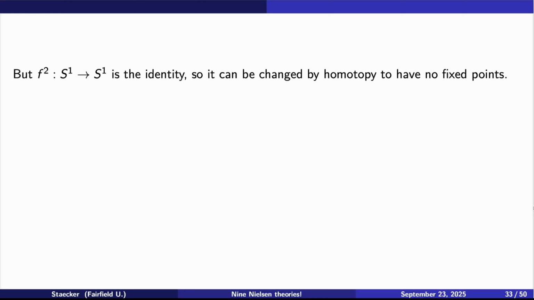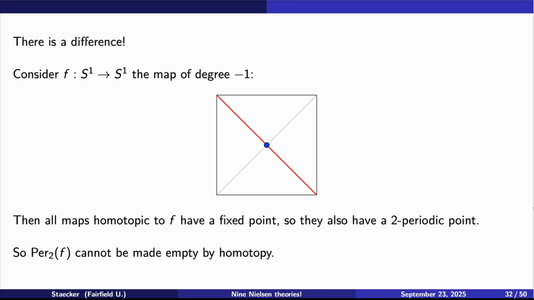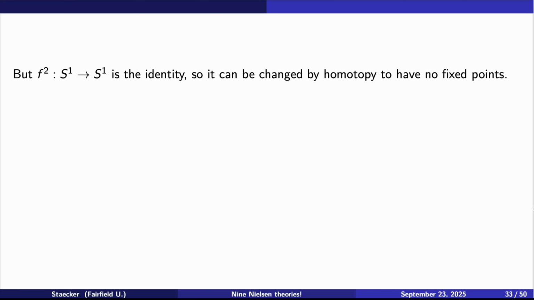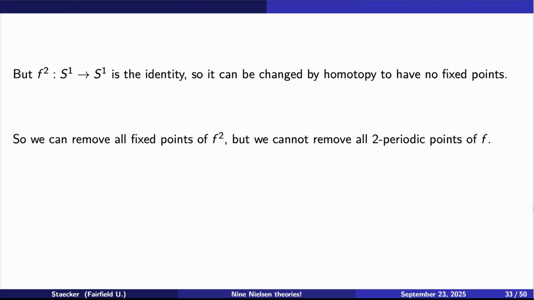But this second iteration of f is the identity. If you just think about it, do this twice, it is the identity map. And the identity map on a circle can be changed by homotopy to remove all fixed points, all right? So we can remove all the fixed points of this map, but we cannot remove all the periodic points of period 2 from the original map f.